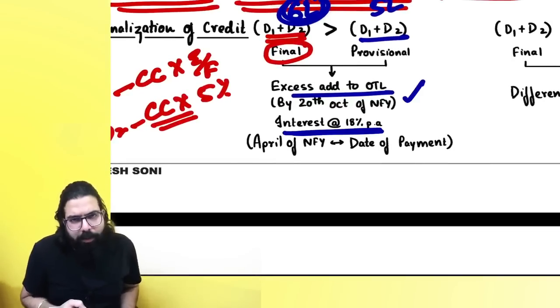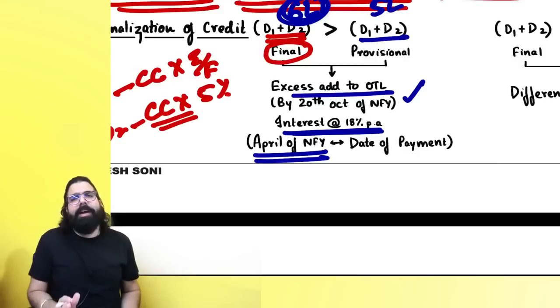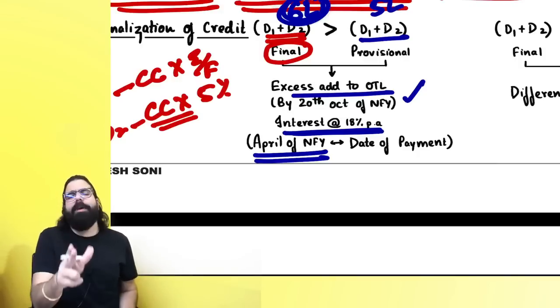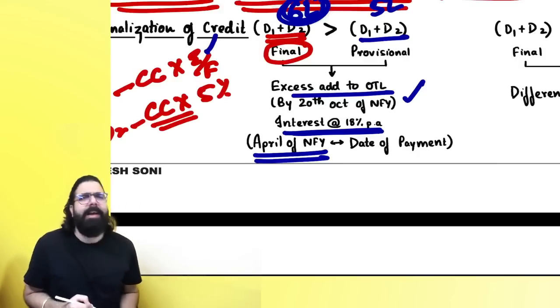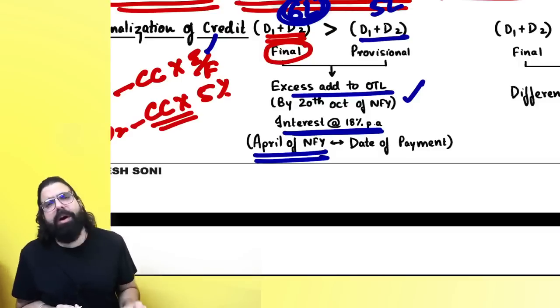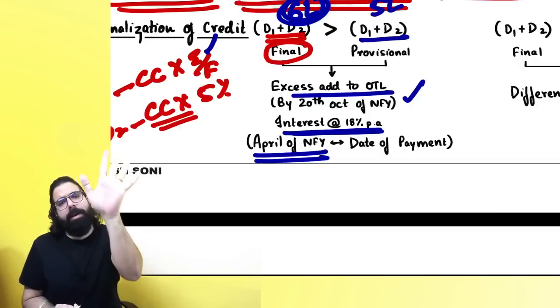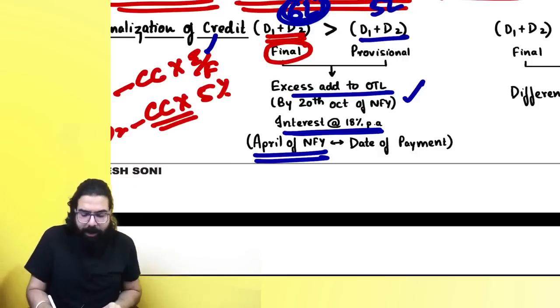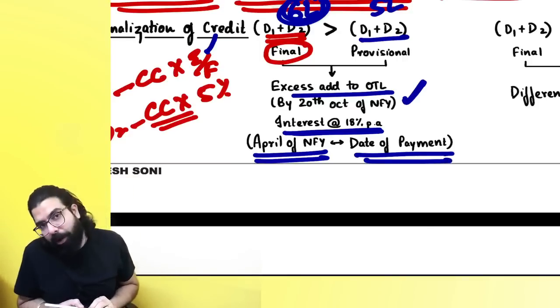The last date to reverse will be 20th of October, and interest will start from 1st of April, because for the full year you should calculate the exempt supply and reverse as on 1st of April only. If you don't do the reversal from 1st of April, your interest will run till the date of payment. You will have to pay 18% per annum.